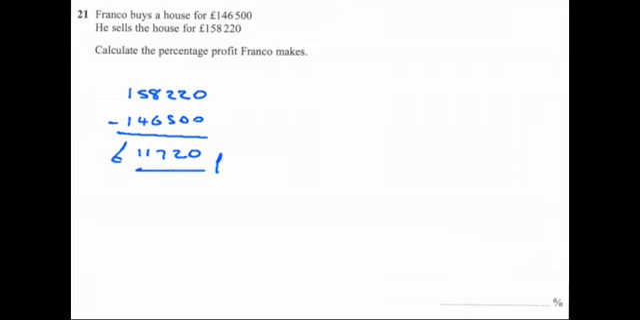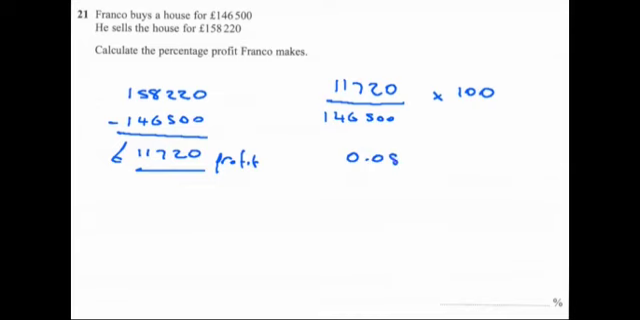£11,720 profit. We need to see this as a percentage, and the way to do that is to take the amount of profit, the difference between the two amounts, divide it by the original amount, which is 146,500, and then multiply that answer by 100. If we do the division, we get 0.08, times that by 100 is 8%.